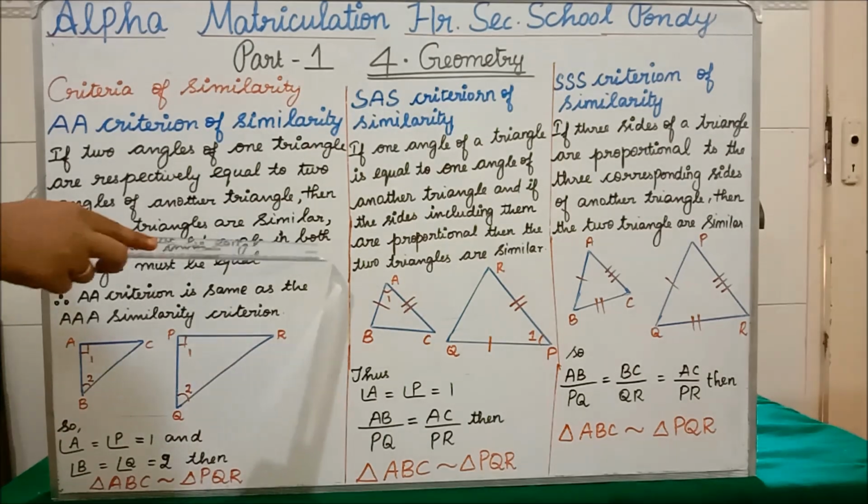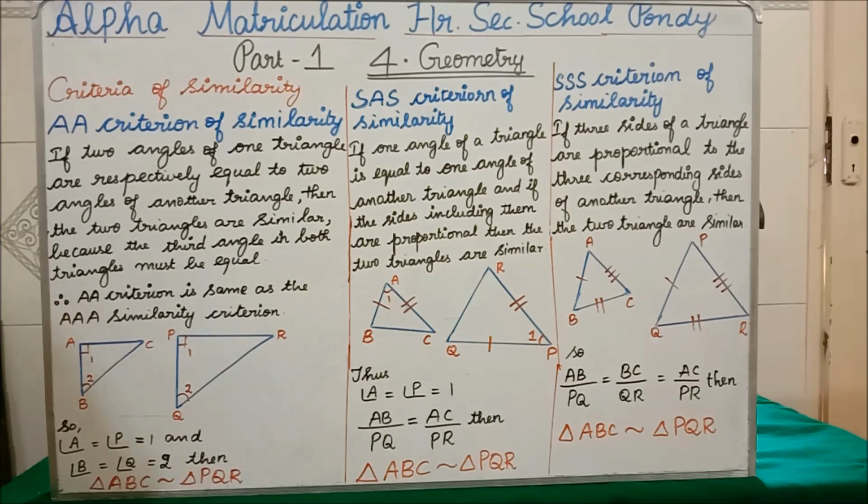Because the third angle in both triangles must be equal. If two angles are equal, then the third angle also must be equal. Then AA criterion is the same as the AAA criterion. AAA is nothing but angle, angle, angle. We can say AA criterion of similarity, otherwise we can say AAA criterion of similarity, the triple angle criterion of similarity.